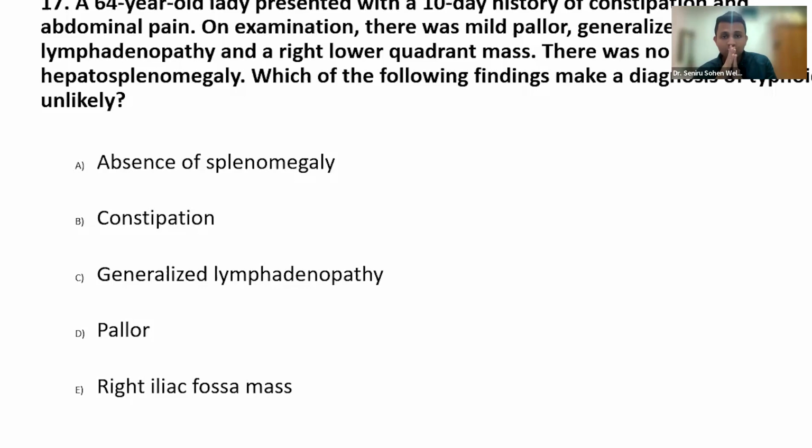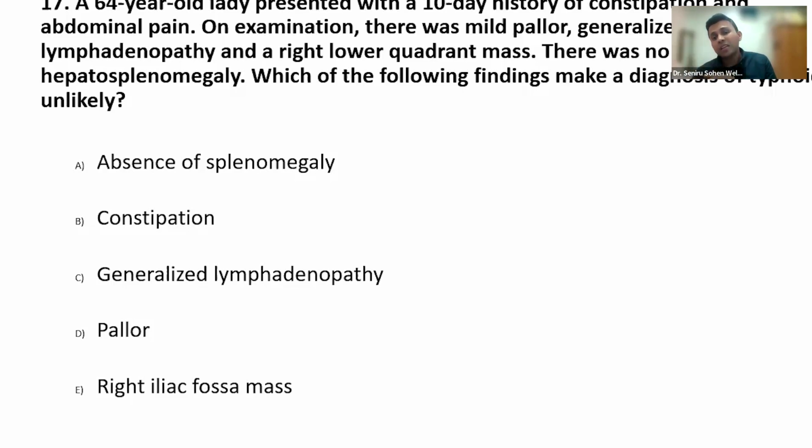So splenomegaly is a common finding in typhoid, and we generally tend to look for a spleen when we are looking for typhoid. However, you can have typhoid without splenomegaly. Constipation can be seen in some stages of typhoid, particularly in the third week or so. Sometimes even diarrhea can be seen in typhoid. Generalized lymphadenopathy, not that common.